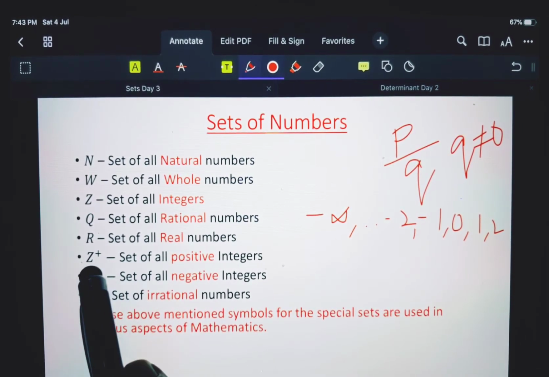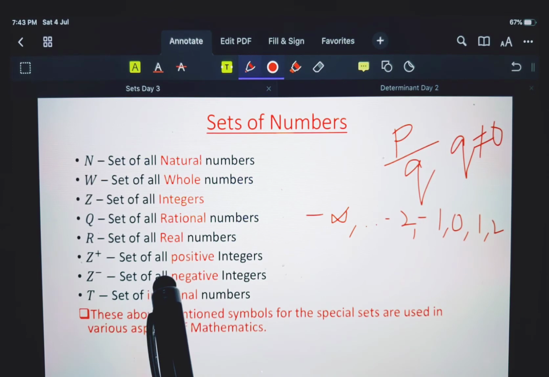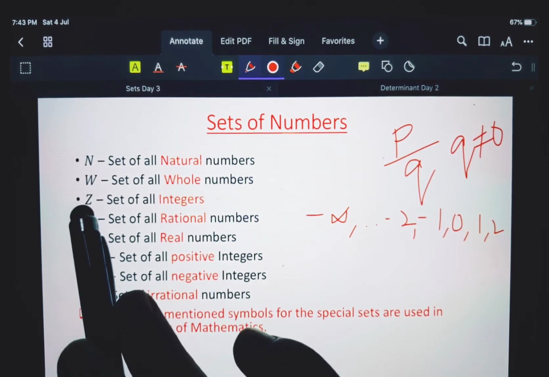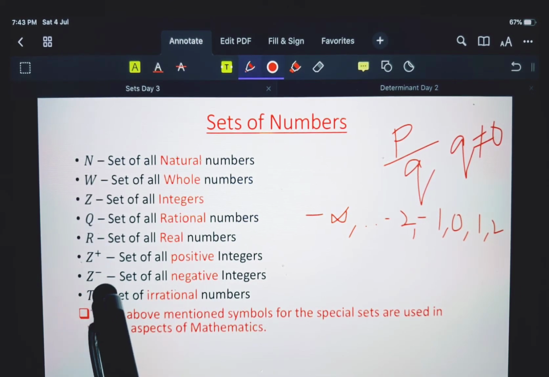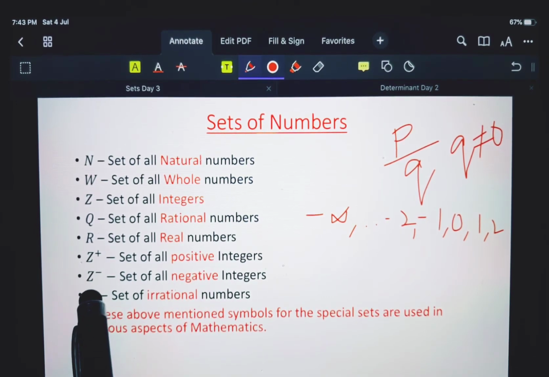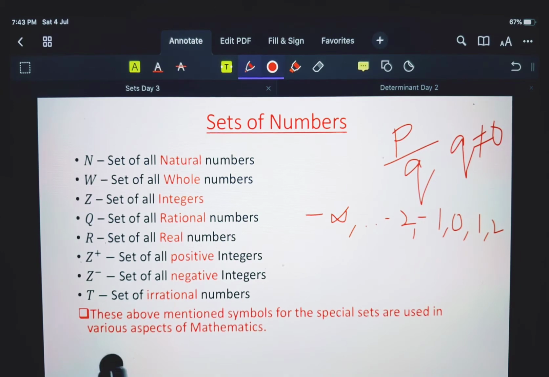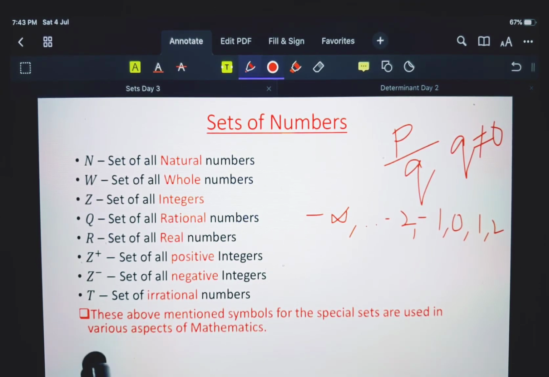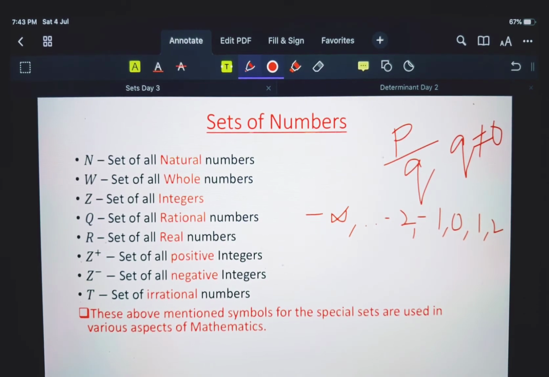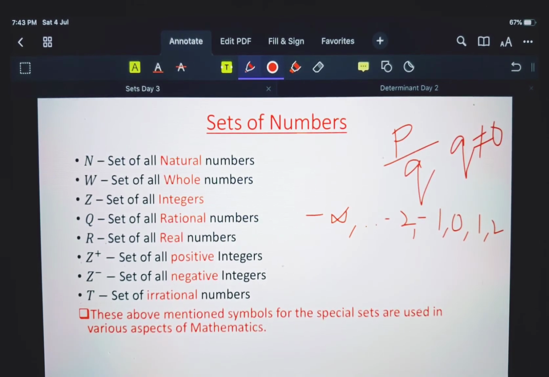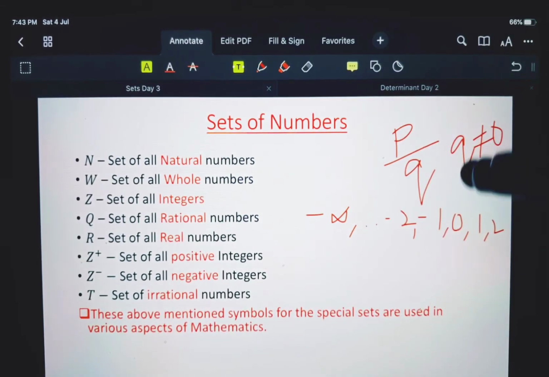Now look at here. Z⁺ is for positive integers. Z is for integers, Z⁺ is for positive integers. Now Z⁻, obviously if that is positive, this will be negative integers. Clear? And T is for the set of irrational numbers. Okay? Clear? Now here at the bottom I have written that these are very, very important for various problems in mathematics which you will face after this chapter. Clear? Okay? Let's move on to the next slide.